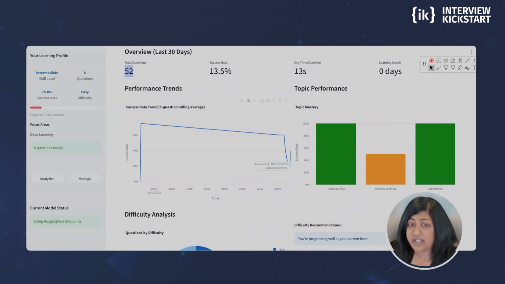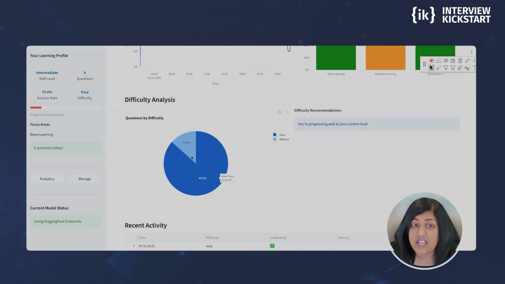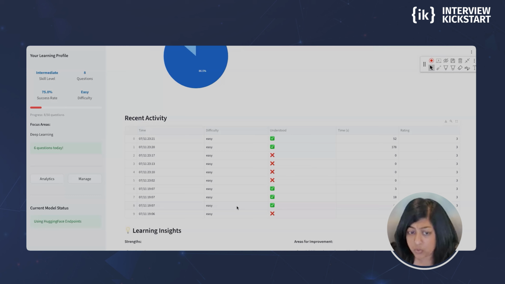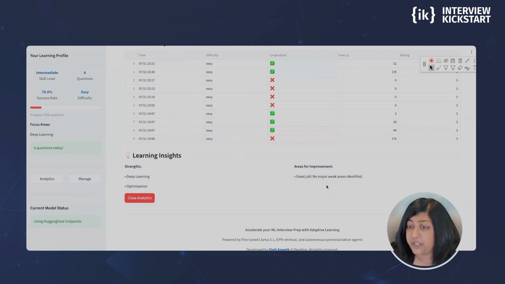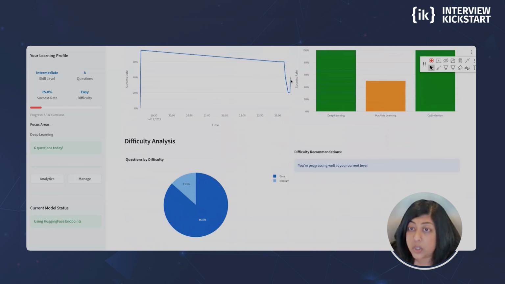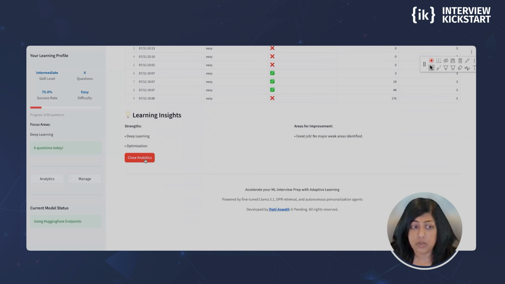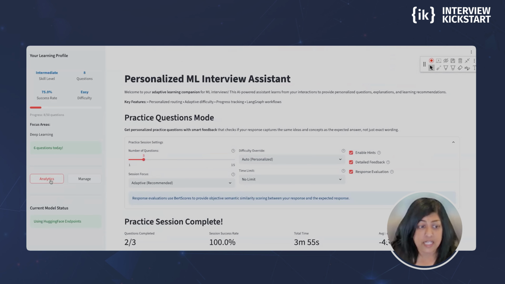And you can tell that I actively contributed to their success rate dropping to 20% with me typing in gibberish responses for some of those practice questions, right? And this shows the difficulty analysis of the questions, what their recent activity was, and what are the areas for improvement. Okay, and their strengths are apparently in deep learning and optimization. This is doing a complete profile view, not just today's practice session, but over time. Okay, so let's close this. And this is the analytics piece.